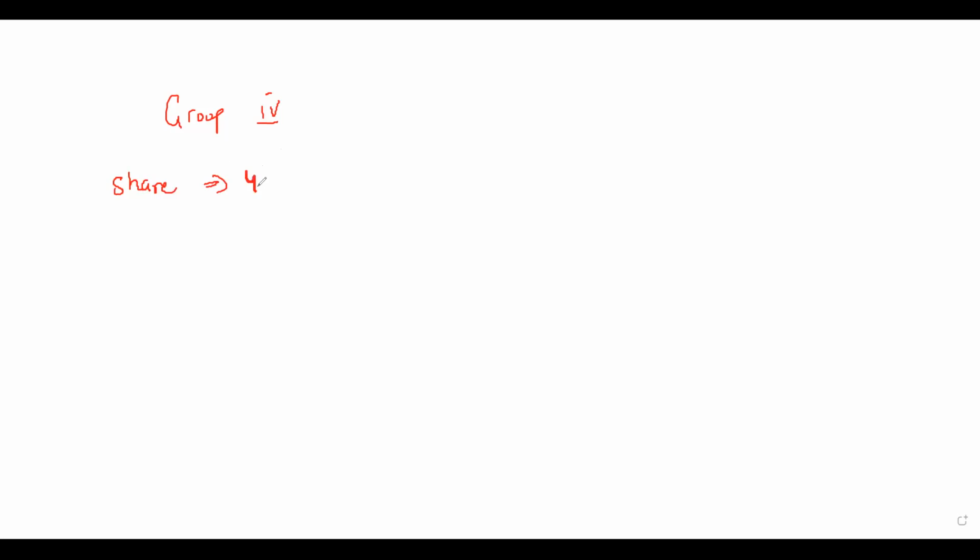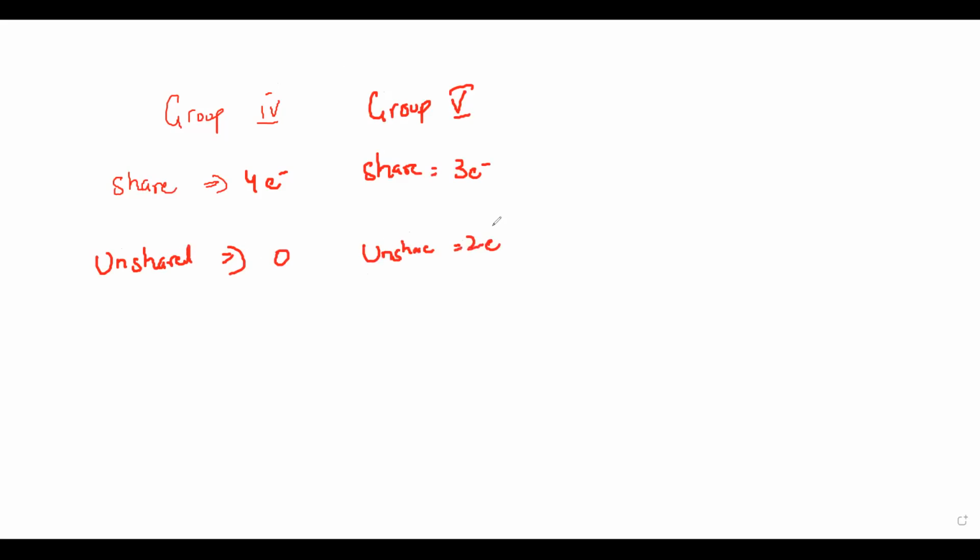So group 4 will share 4 electrons, and as it shares 4 electrons, how many unshared will there be? The unshared will be 0, because of the 4 electrons in the outermost shell, all 4 are involved in the sharing. For group 5, they will share 3 electrons and the unshared will be 2. Out of 5 electrons, they share 3 to complete the octet.